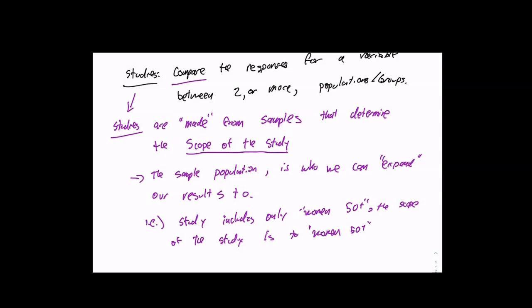So if my sample only includes those women who are 50 years and older, then my scope in terms of who I apply my results and my findings to, my findings can only be applied to women 50 years or older. If you do not have a random sample of the entire population, so for example, you can't say that this applies to men. Now, right now with the vaccine, very applicable right now.